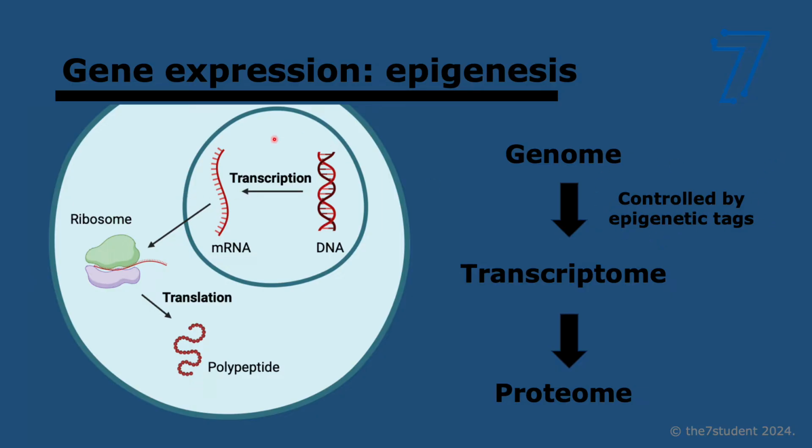So this process over here, transcription, turning DNA to mRNA, is how we control how some cells look different to others in our body, okay? And that's through epigenetic tags, okay? So it's differential gene expression. So this is really important.